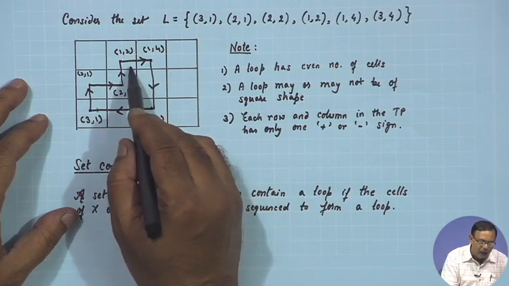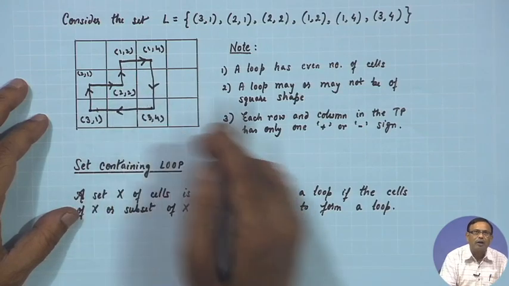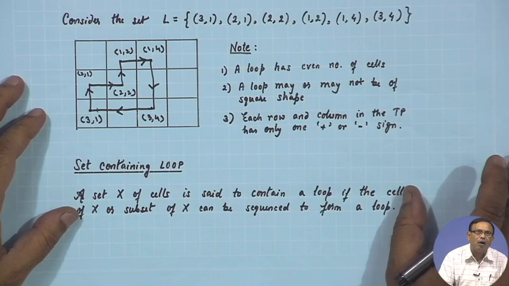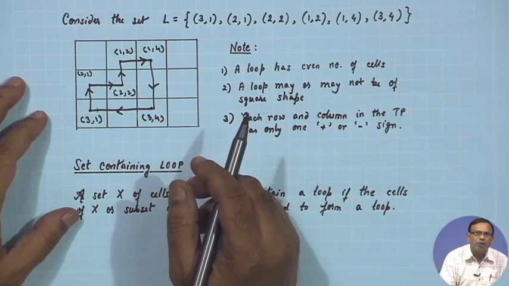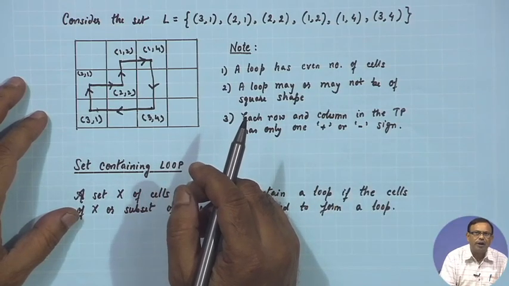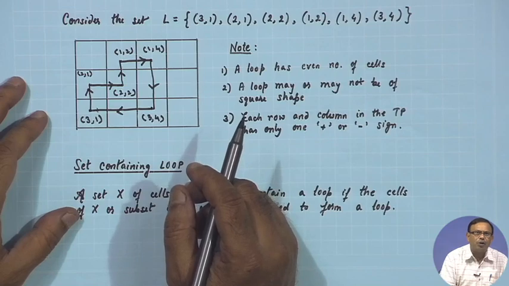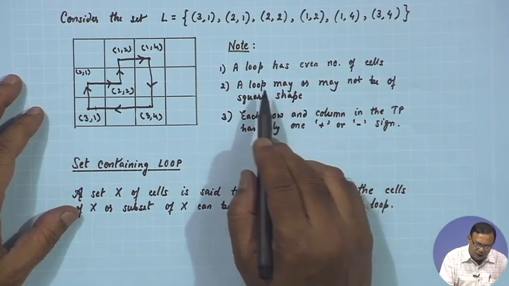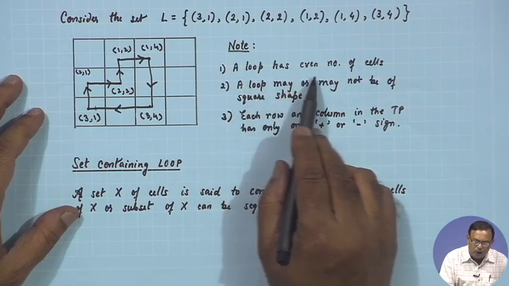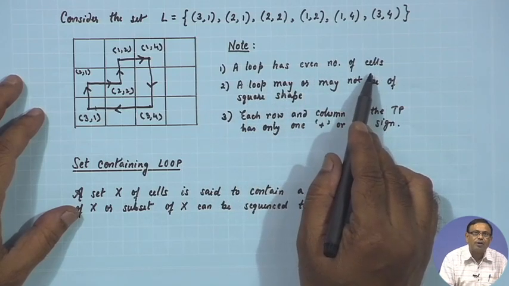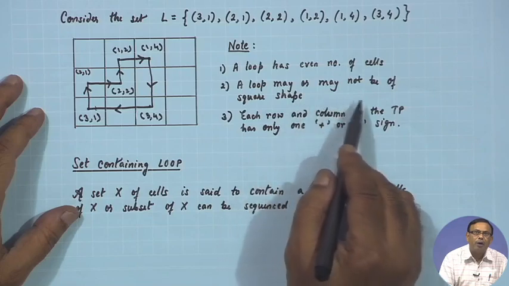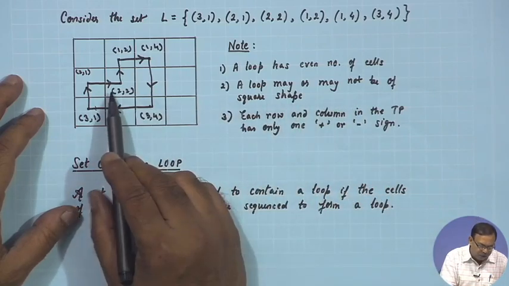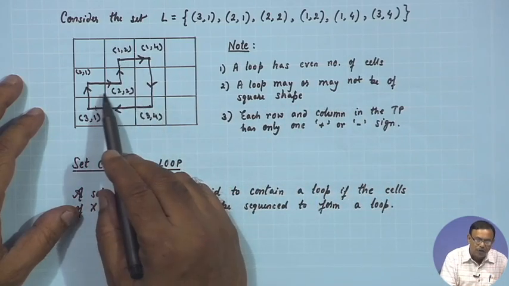So, whenever you have allocated, you have to check whether there is a loop or not. If there is a loop, then your solution will be degenerate, that means there will be no optimal solution. So, you should remember, note that a loop has an even number of cells. A loop may or may not be of square shape, because if you see, the shape is not square.